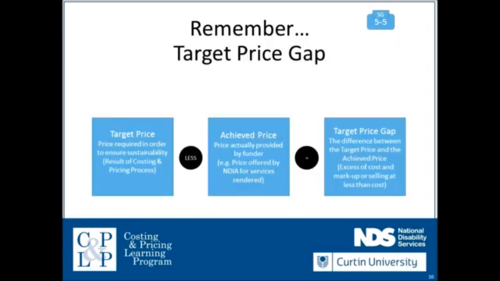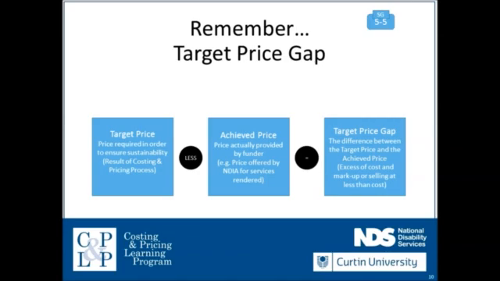Now, getting on to target price, remembering from the last webinar, a great deal of work and time in this costing and pricing learning program is focused on these 3 elements in order to identify the target price gap. That is the target price, the price that we would like to be able to achieve in order to ensure our financial sustainability, and that price is actually the result of the costing and pricing process as compared to or taken away from the achieved price, which is the price that's actually provided by the funder themselves. So for instance, it might be the price offered by the NDIA for services rendered, which will give us the target price gap.